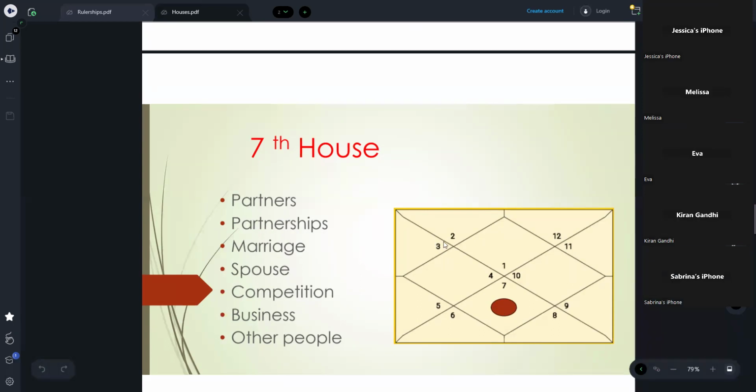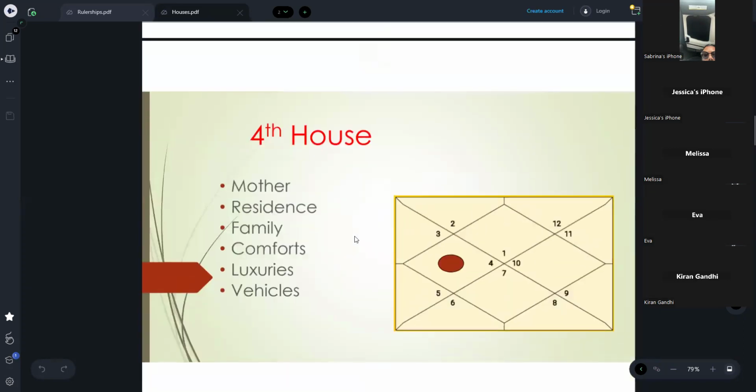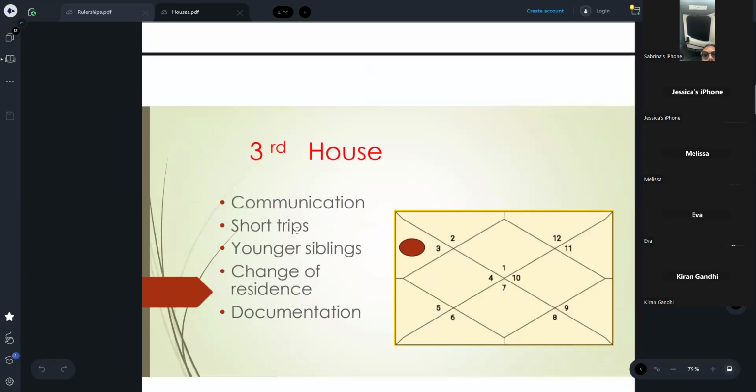Because it's short distance travels. This is not long distance travels. This represents short distance travels. So if you see a connection between the seventh house and the third house, the person is not too far from you. And the third house also represents, I know I'm throwing a little extra at you guys right now, it will just help you understand and think a little more.